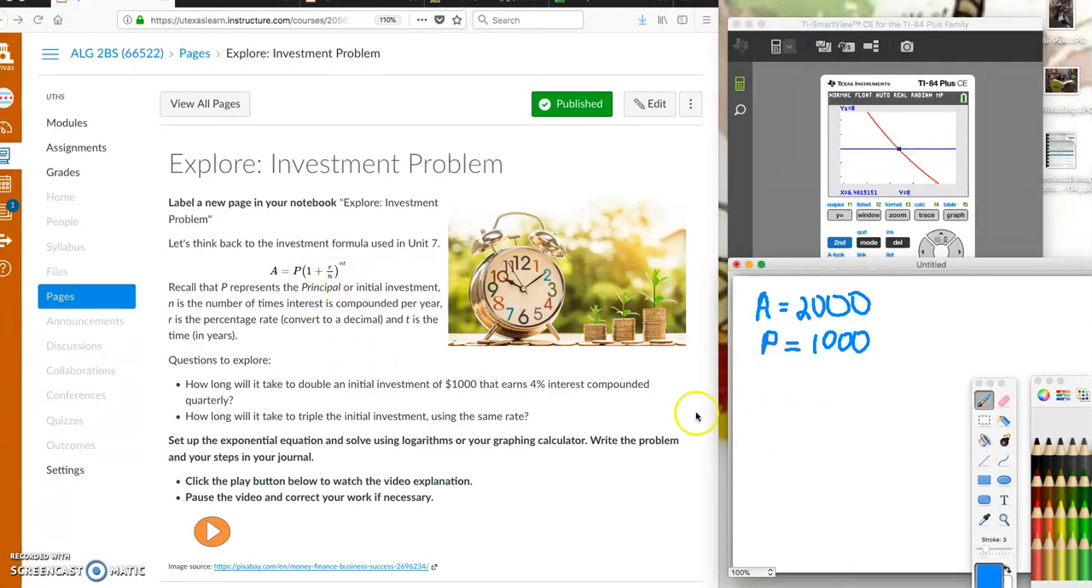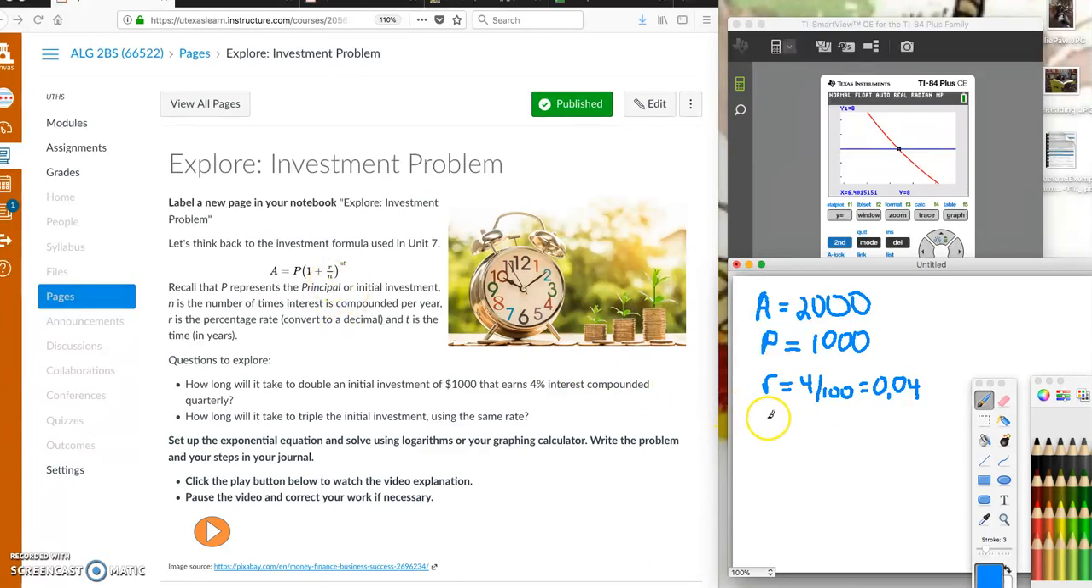The next variable I see in my equation is R. R is going to be my interest rate. So we're going to take 4 divided by 100. If you're really quick at using decimals, you'll know that 4% is 0.04. So you'll see that written out like this as a decimal.